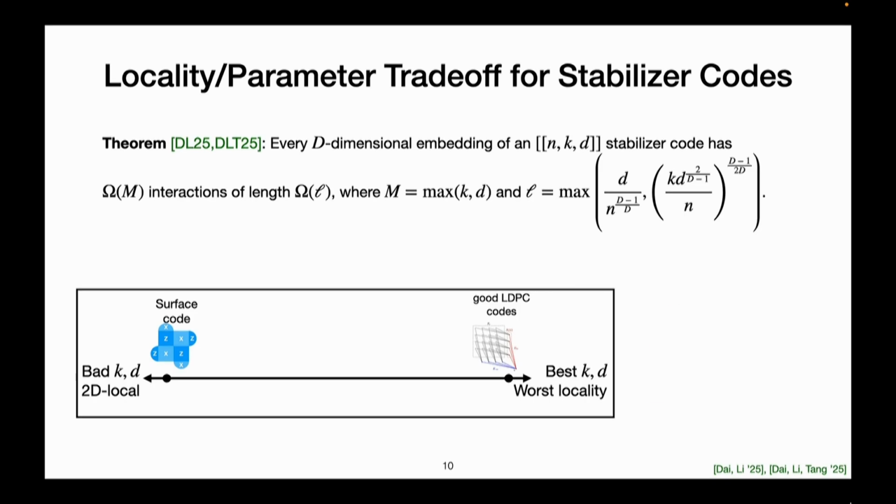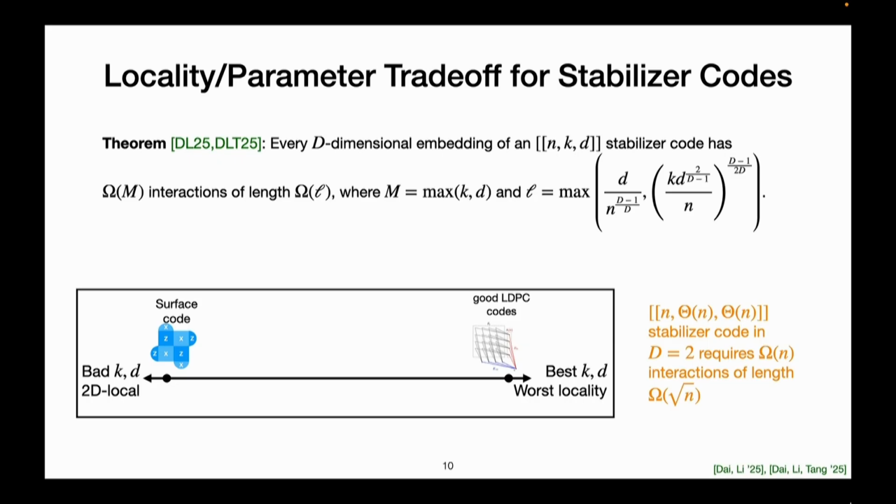As an example, you can consider taking an asymptotically good stabilizer code. If you wanted to embed this into 2 dimensions, just plug in the parameters and d equals 2 into the theorem, and it tells you that every embedding would require at least n interactions of length root n. This is the worst possible, because whenever you have n qubits, you can always embed them into a root n by root n lattice, and then the interaction length cannot be any longer than the length of the diagonal, which is root n. So this is asymptotically the worst possible.